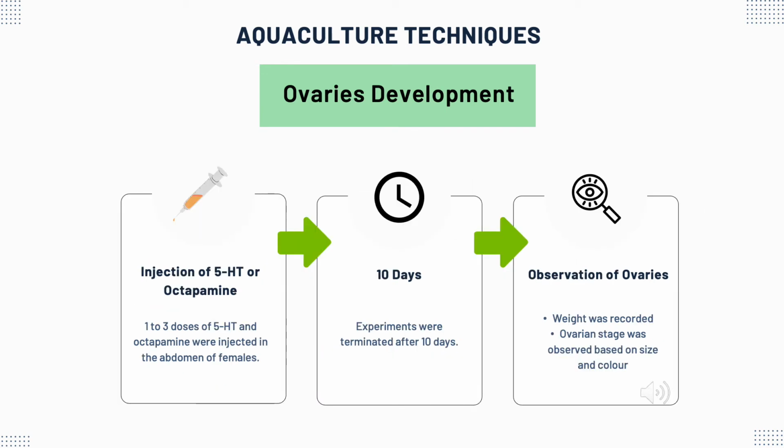So the females with immature ovaries were injected with 1 to 3 doses of serotonin and octopamine in the abdomen, and then after 10 days, the experiments were terminated, and they observed the ovarian stage based on size and color, and the weight of the prawns was also recorded.